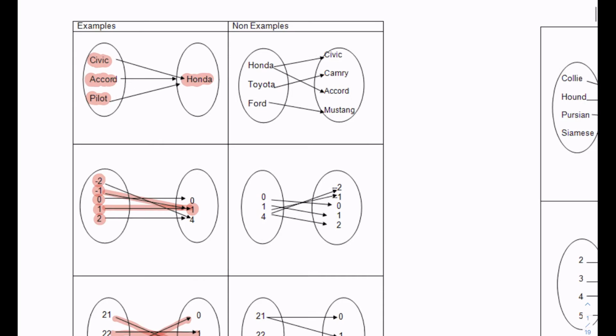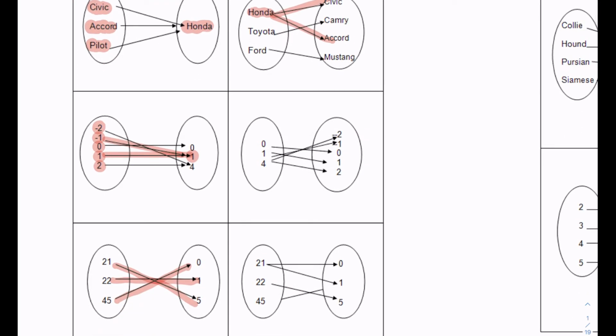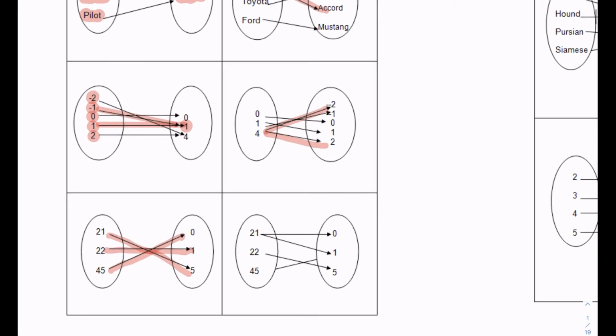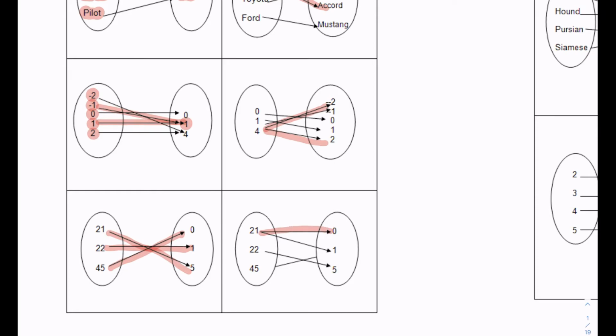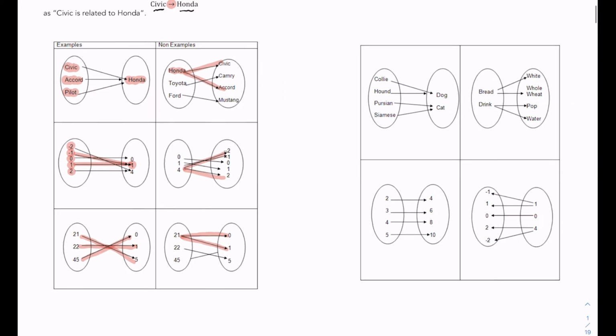Now non-examples would be when you have one thing over here, for example, the Honda, going to two or more different things. So this would be a non-example of a function. Over here, we have the numbers, it's a bit condensed, but you can see the number 4 goes up to the number 2 and also to the number -2. And same thing in the last one. So this is not a function. Same thing, 21 goes to both 0 and 1. That can't be the case.